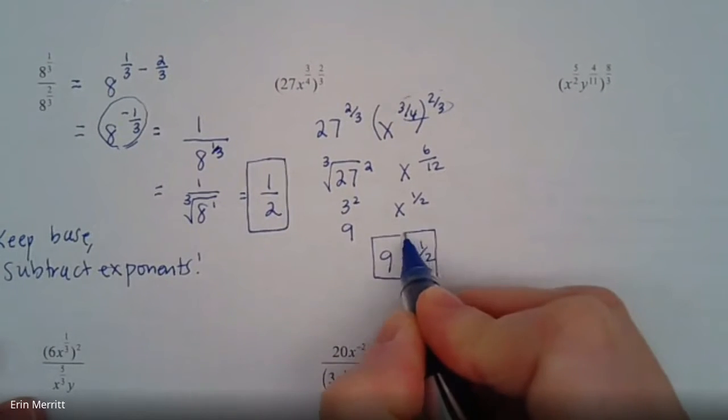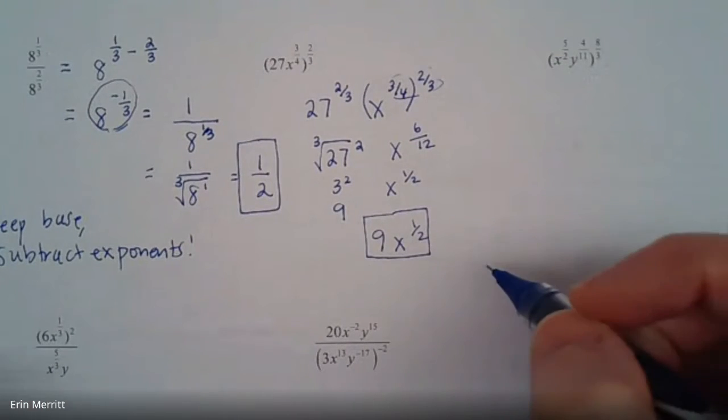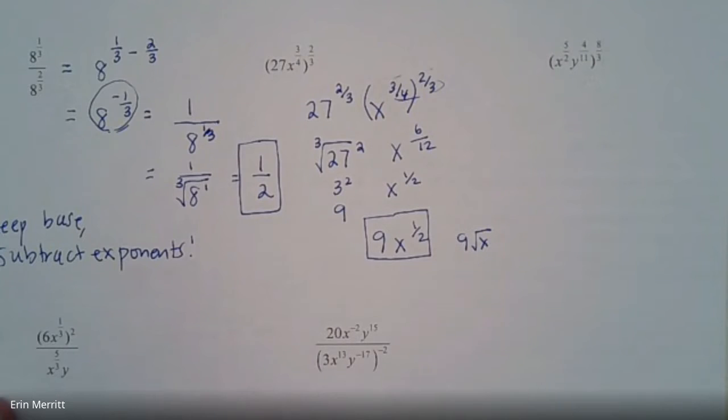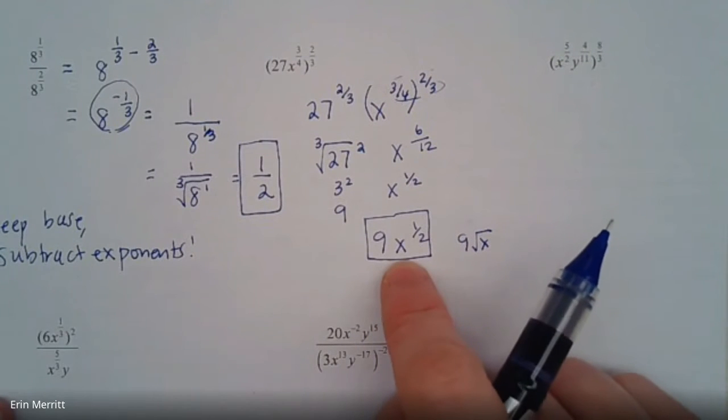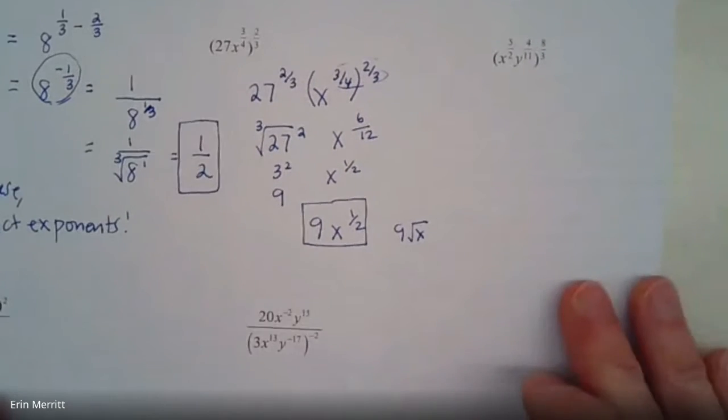Now, could you write that with a radical? Sure, because the 1/2 power is the same as a square root. So you could write it as 9 and then square root of x. Right? Because it says positive exponent, I wouldn't go further than that, but it's good to notice those are the same. All right, let's try another one.